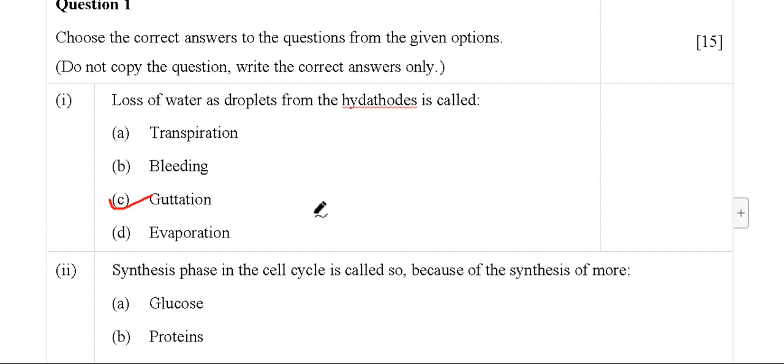Guttation is the process through which water mainly comes out as water droplets, not as vapor, because when it comes out as vapor, we call it transpiration. Here it is coming out as water droplets, through the hydathodes, which are mainly present on the leaf veins or in the leaf margins.